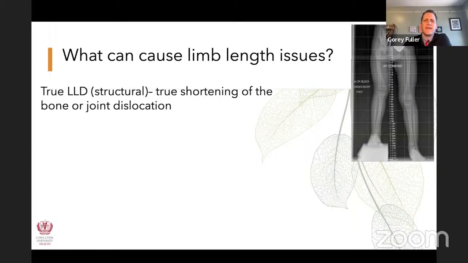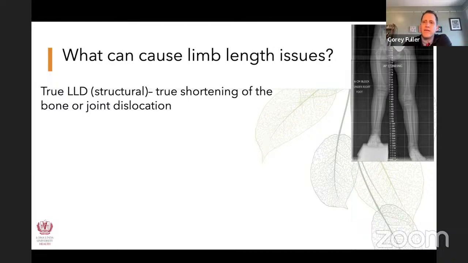So to start off, what is a limb length discrepancy? It's where one leg is longer than the other. And what can cause leg length issues? There are two important concepts to understand. There's what's called a true leg length discrepancy, which is also known as structural, where there's a true shortening of bone or a joint dislocation.